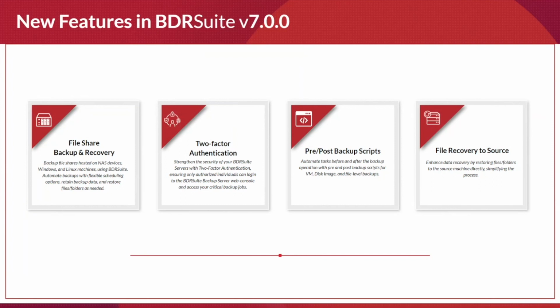And another new feature that we have is file recovery to the source. This is something which we have missed in our previous releases. Now, whatever file-level backup you configure from the centralized console, you can restore it to the source machine itself. So that's the added advantage here. As of now, this feature is only for file and folder level backups. It will be added soon for image level backups as well. So once you get to the image level, you will be able to restore your files and folders to the source machine itself.